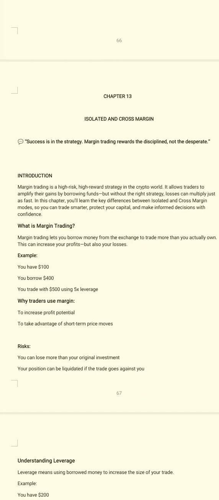And why do traders use margin trading? Because it increases their profits. It also increases their capital. Just like I said earlier, if you have $100 and you are using 4x leverage, your $100 will be multiplied by 4, which is $400. If you are using 5x leverage, it will be multiplied by 5, which is $500. I want you to understand it very well.